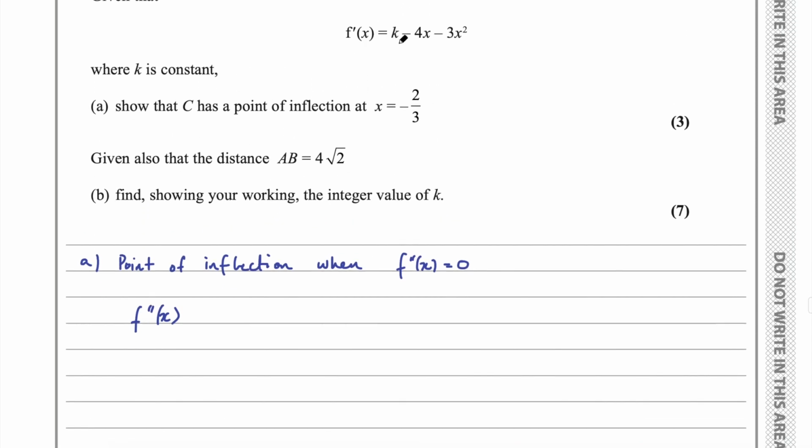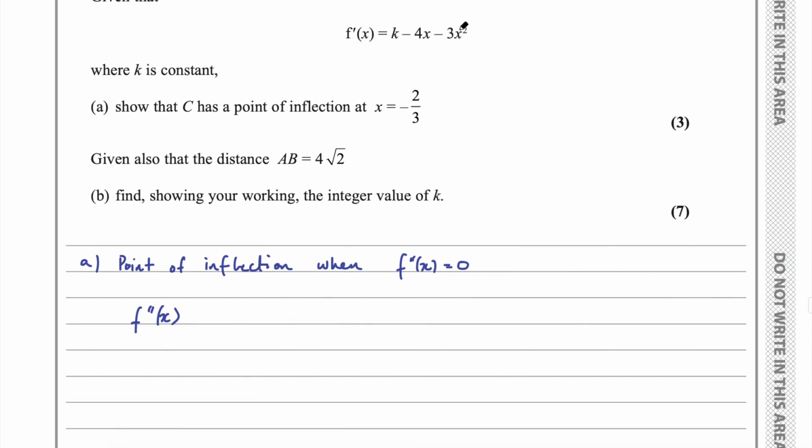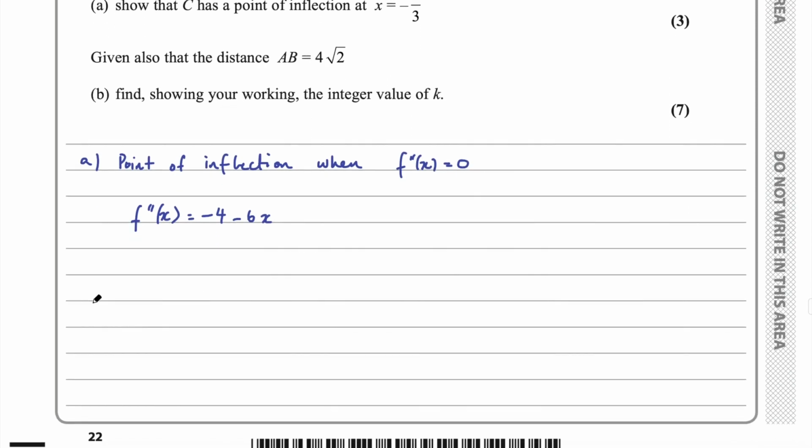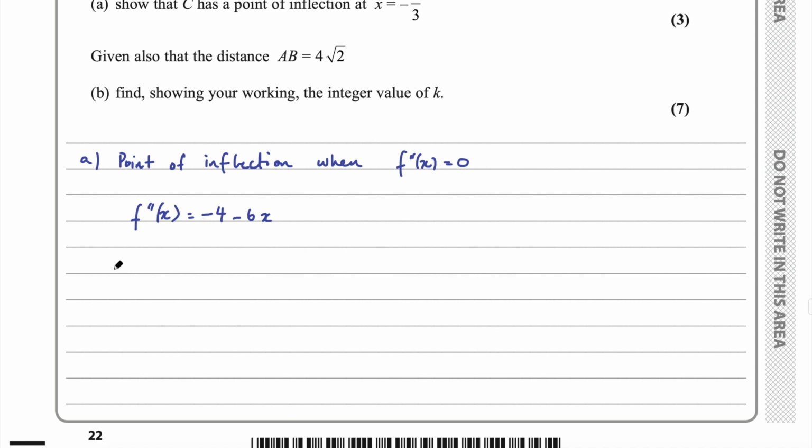So if f'(x) equals k take 4x take 3x squared, k is a constant, so that will disappear. We'll be left with negative 4, and use the power rule, that will become negative 6, 3 times 2, and then take 1 away from the power, so we'll be left with negative 4 take 6x. And we're trying to show that x equals negative 2/3 is a point of inflection, so we can substitute that into the second derivative.